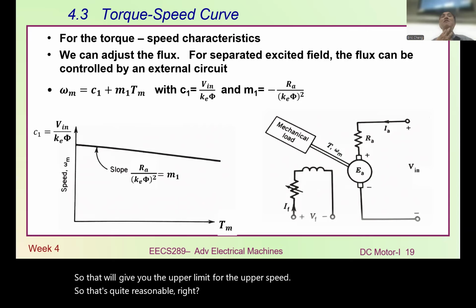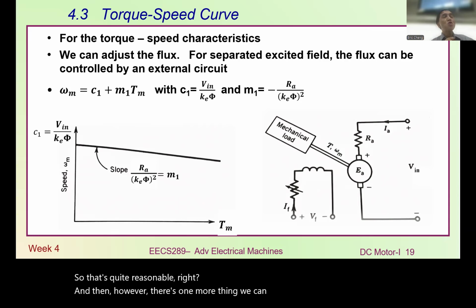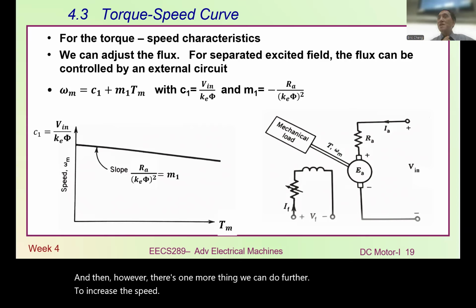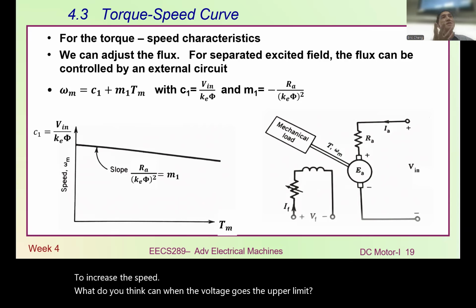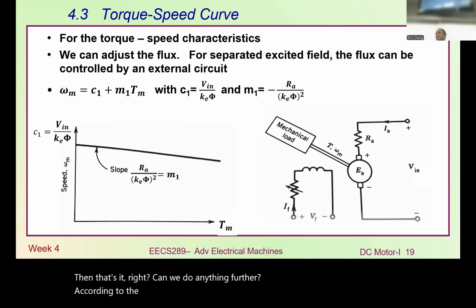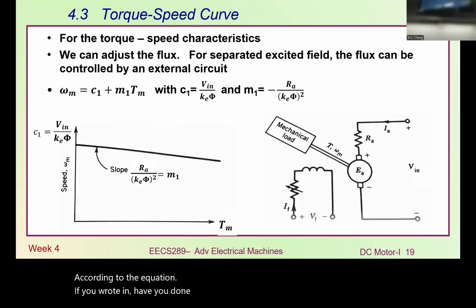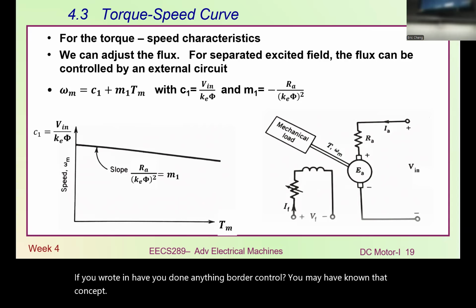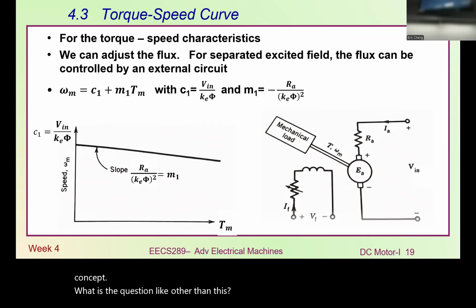And then, however, there's one more thing we can do to further increase the speed. What do you think? When the voltage goes to the upper limit, then that's it, right? Can we do anything further according to the equation? If you have done any motor control, you may have known that concept. What is the variable, other than this, in this torque speed equation here, right?